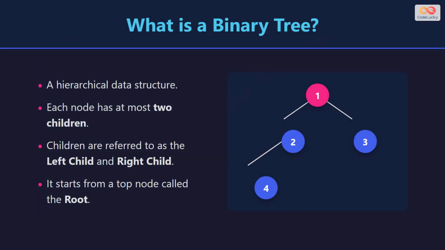Before we dive in, let's quickly recap what a binary tree is. It is a hierarchical structure where each node can have at most two children, referred to as the left and right child. The structure begins with a single top node known as the root.